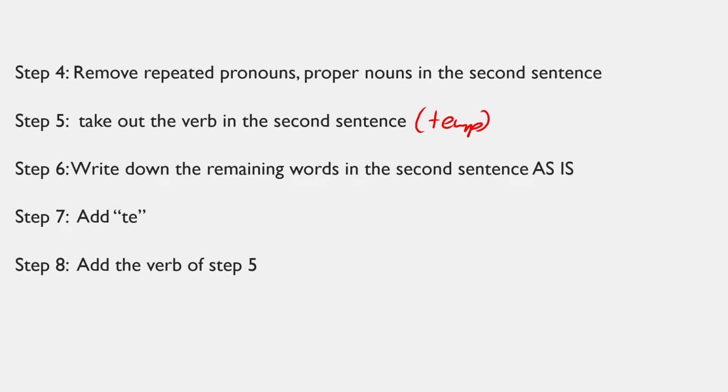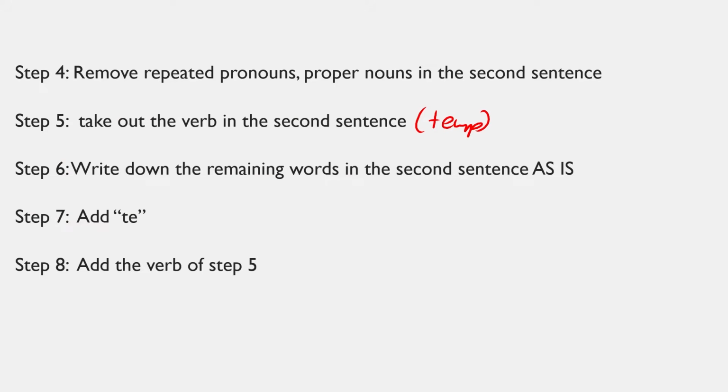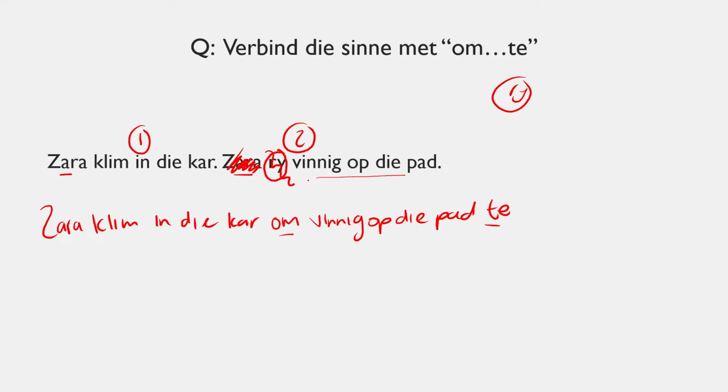Then step 7, I'm going to add my te. Remember, I've already added my om. So now I've got to add my te, and that will almost be the completion of your infinitive. The last step is to add that verb you took out in step 5. What was the verb we ignored temporarily in step 5? That was ry. So the last step is to add your verb. And then you put a full stop. And that's how you will combine two sentences with om...te. But remember, that is not the only way they can ask you the infinitive. But if that is asked, that is how you do it.